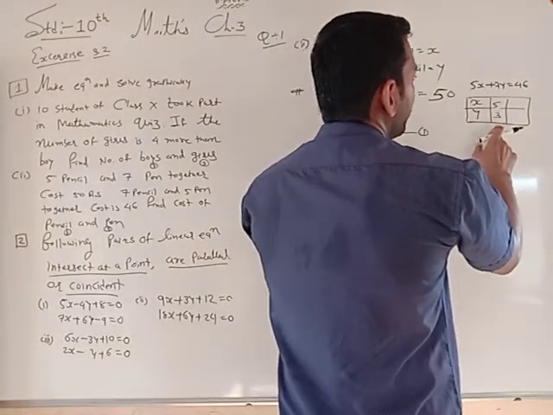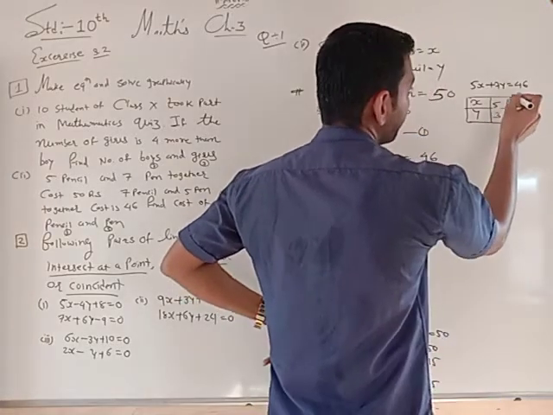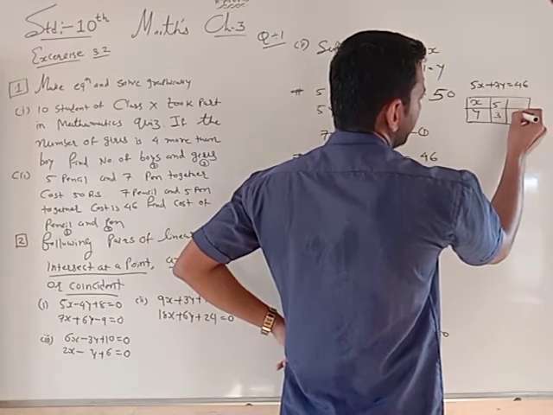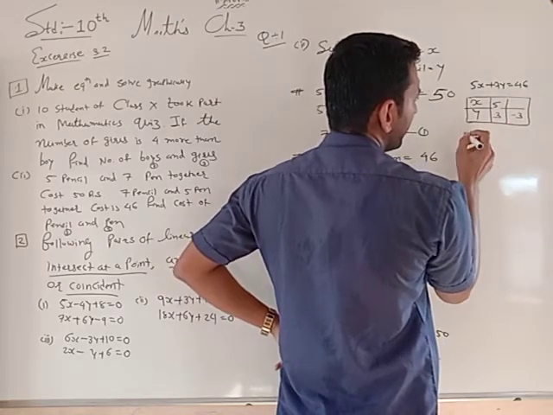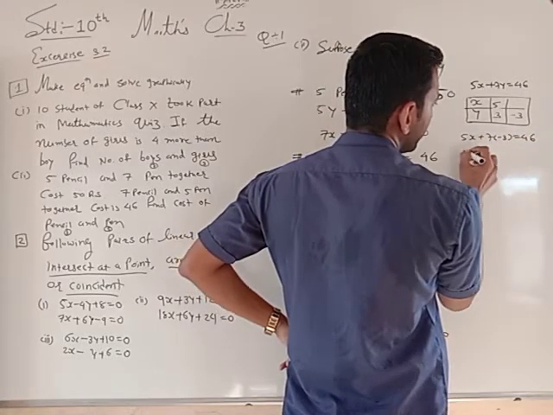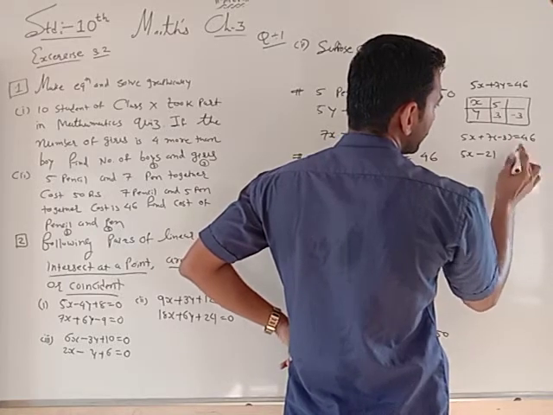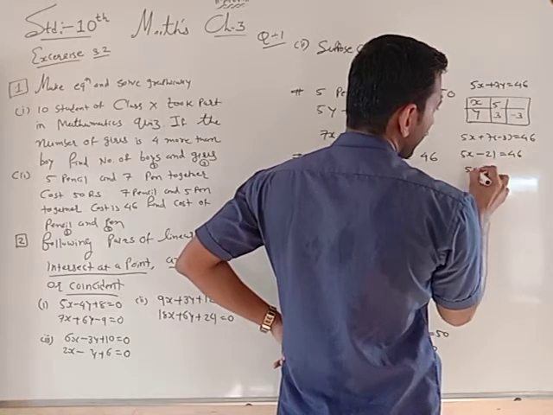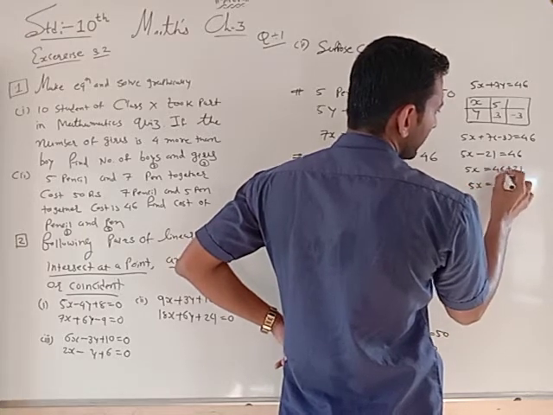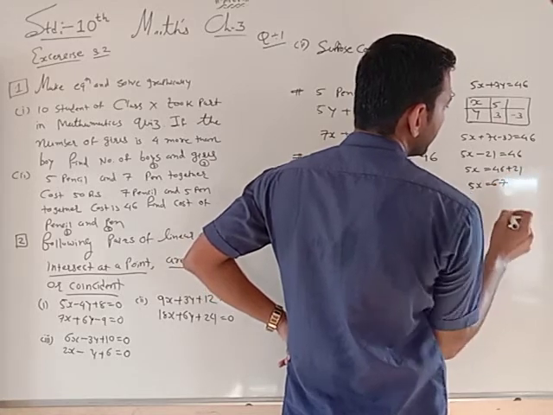Already we found the first solution, and now the second solution. First, taking y is equal to minus 3, let's see what happens. 5x plus 7 into minus 3 is equal to 46. So 5x minus 21 is equal to 46, so 5x is equal to 46 plus 21, which is 67.